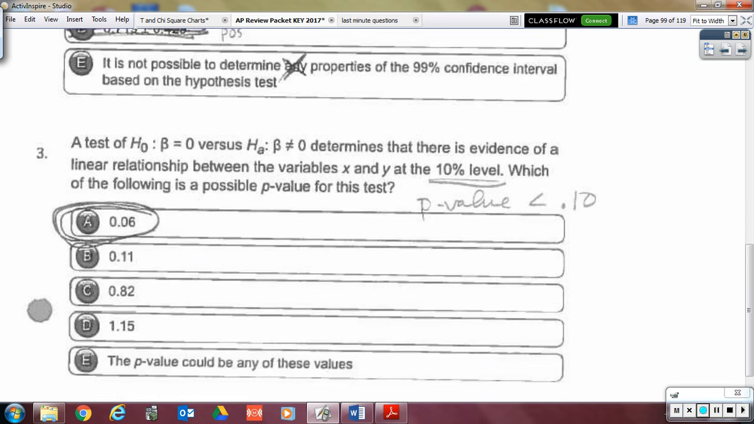Next, number 3. Okay, there it says, here's our hypothesis statement. There is evidence of a linear relationship. If there's evidence of a linear relationship, what are we doing with the null hypothesis? We are rejecting it. And in order to reject the null hypothesis, what has to happen with your p-value at the 10% level? What can you say about your p-value if you reject the null? Good. Your p-value is low, so it has to be less than 0.10, and the only one that is that way is A.